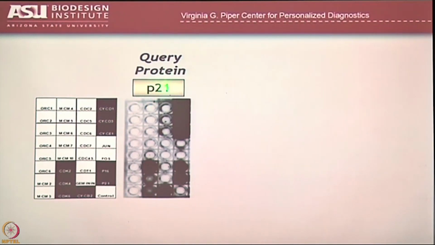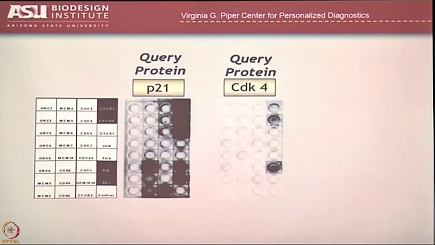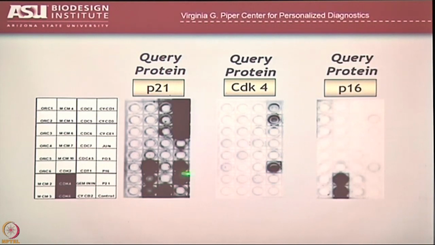If I probe with the protein P21, it binds to all these CDKs, it binds to these cyclins, it binds to these guys here, and it binds actually to itself again. So those are the interactors for P21. If you probe with a different query, in this case CDK4, it's going to bind to the cyclin Ds, and it's going to bind to P16. And if I probe with P16, it's going to pick up these CDKs. So you can see, using different queries, I get different interactors. And again, this is not a microscopic array. This is a 96-well dish.